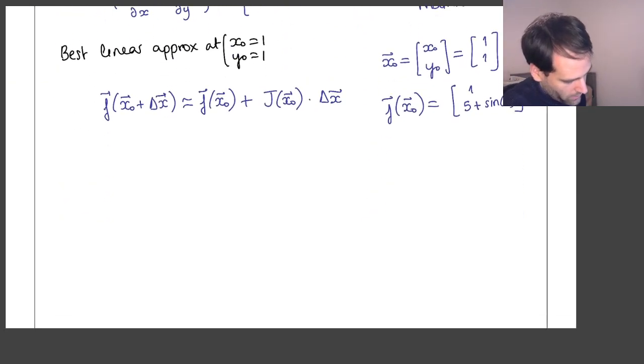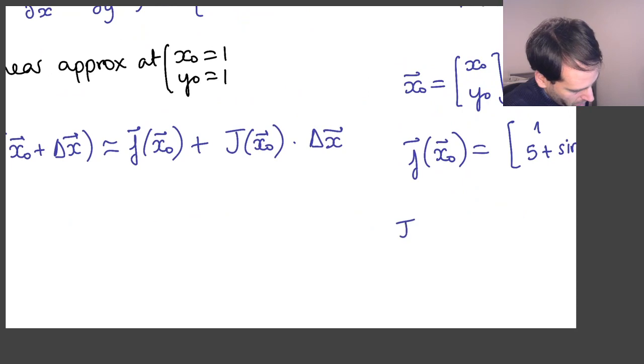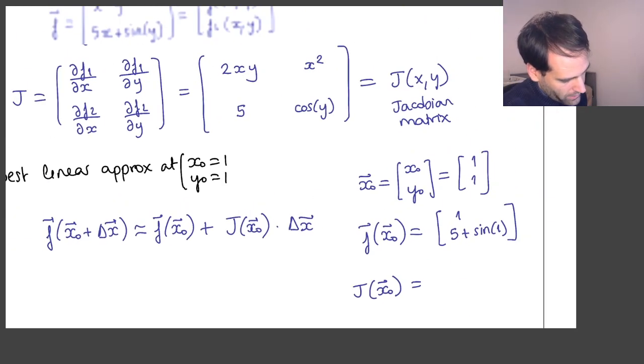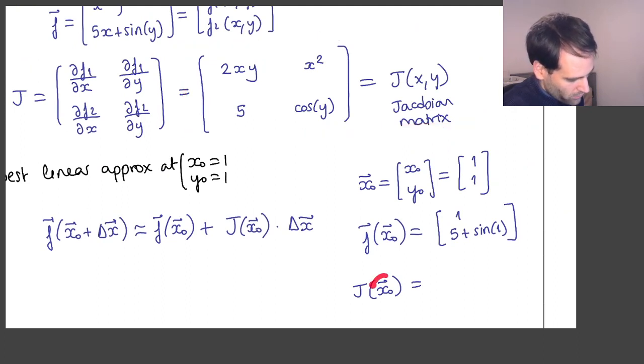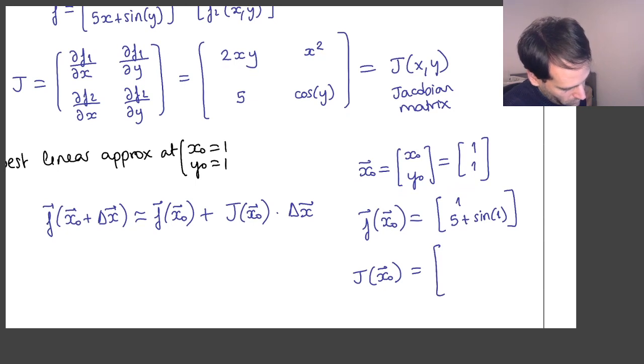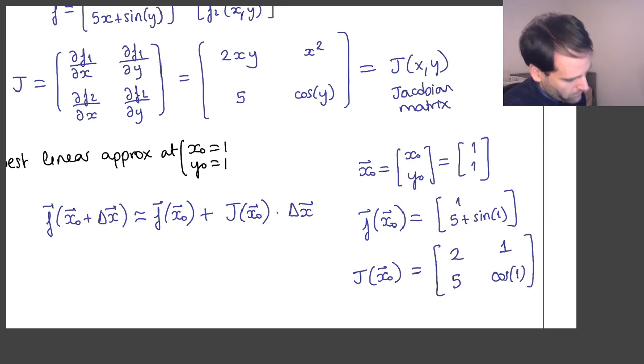Now, what will be J, the Jacobian matrix, evaluated at x0? So we need to get the Jacobian matrix, which is here, which is a function of x and y, and we need to substitute x0, which is our point of interest. So we substitute x and y equals 1, and we get the matrix 2, 1, 5, and cosine of 1. Okay, that is our Jacobian matrix.